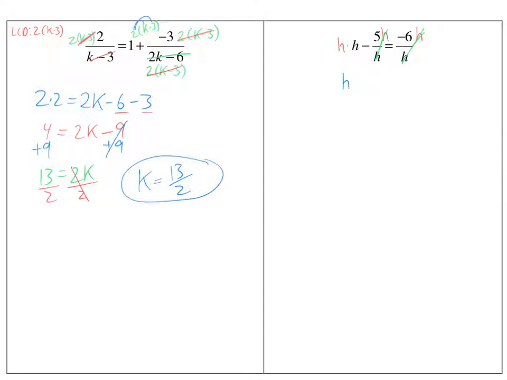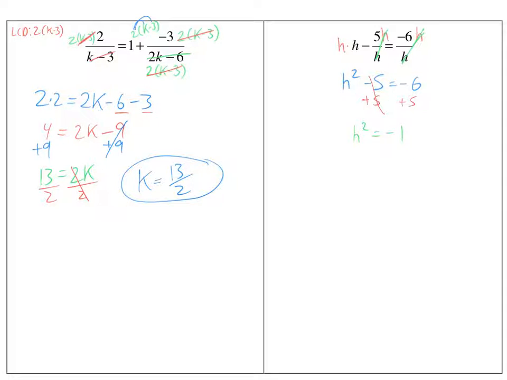and I'm left with h squared minus 5 equals negative 6. So I'm left with h squared minus 5 equals negative 6. And now I got to solve this. In order to solve this, what I do is I add the 5 over, and I get h squared equals negative 1.